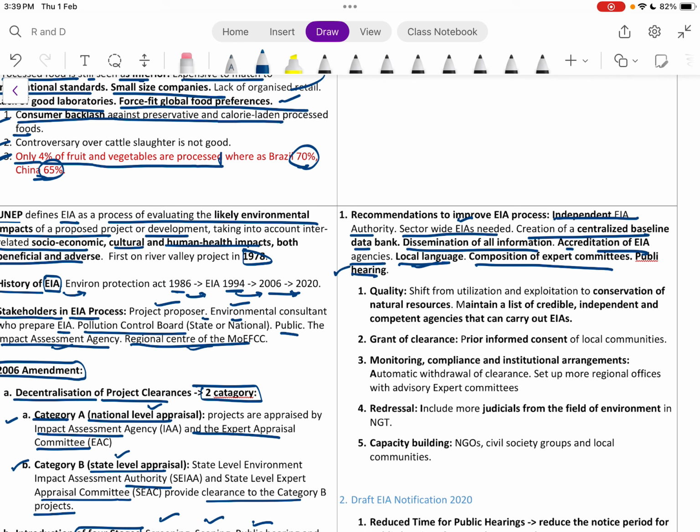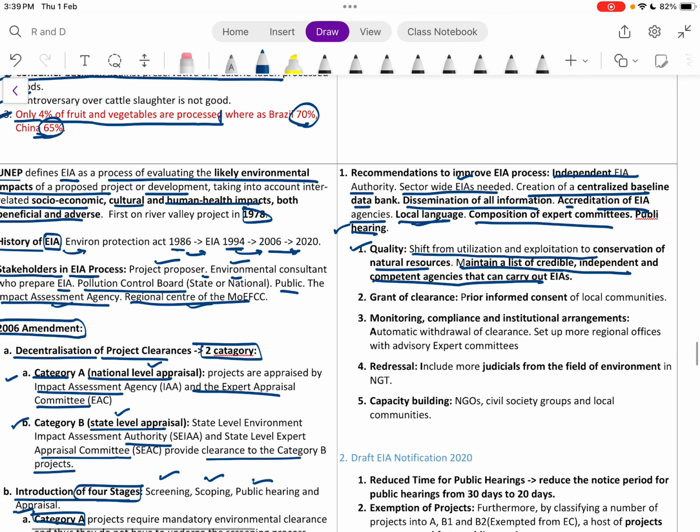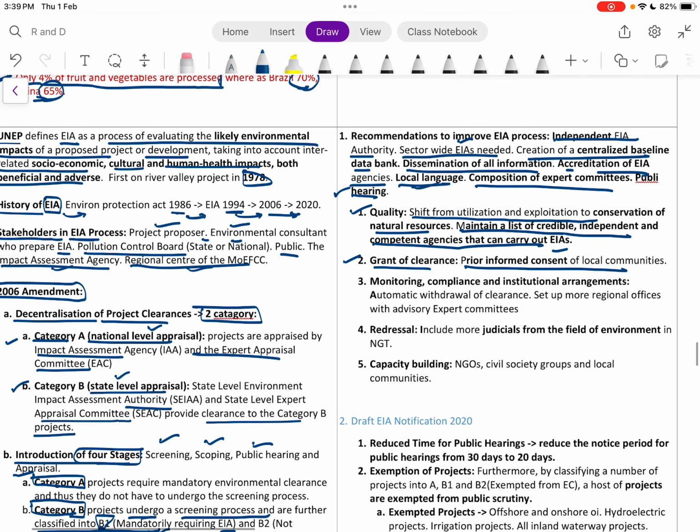Public hearing. Quality shift from utilization and exploitation to conservation of the natural resources. Maintain a list of credible, independent and competent agencies that can carry out environment impact assessment. Grant of clearance, prior informed consent of local communities. Monitoring compliance and institutional arrangement.